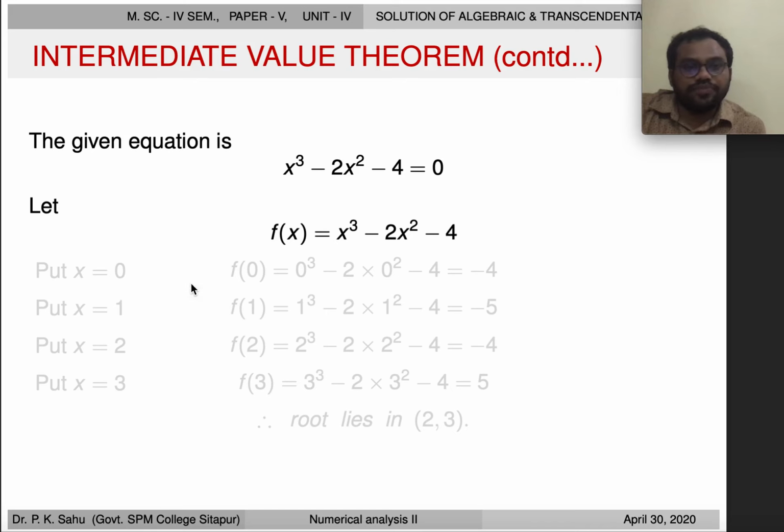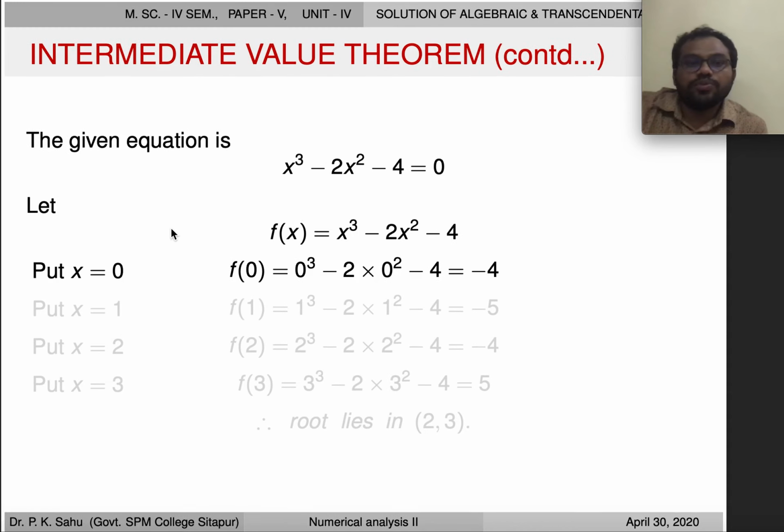How? Let's see. Suppose we have to solve the equation x to the power 3 minus 2x square minus 4 is equal to 0. So we assume f of x is equal to x to the power 3 minus 2x square minus 4. Now to find the root, we put x is equal to 0 in the equation. Then we have f of 0 is equal to 0 to the power 3 minus 2 into 0 square minus 4, which is equal to minus 4.